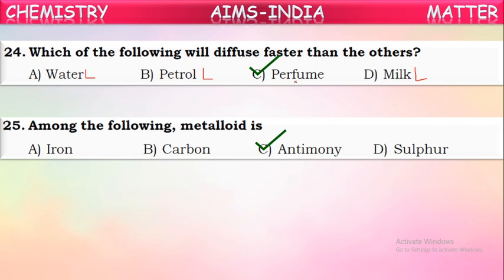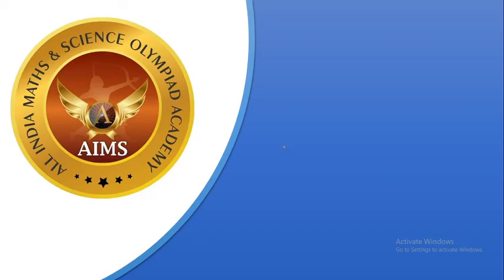What about iron? Iron is a metal. Carbon is a non-metal. What about sulfur? Last one. Sulfur is a non-metal. Only antimony is a metalloid. Okay, this is about single correct answer type questions.